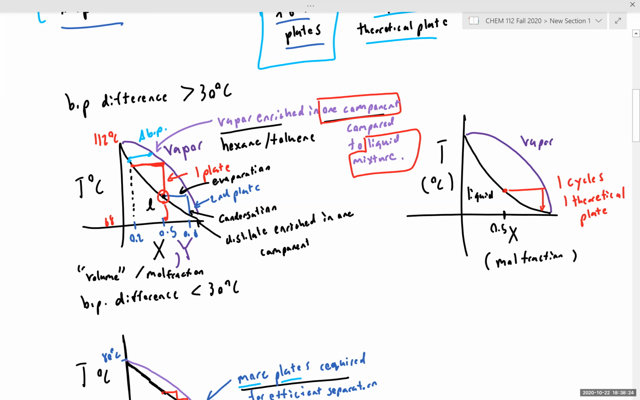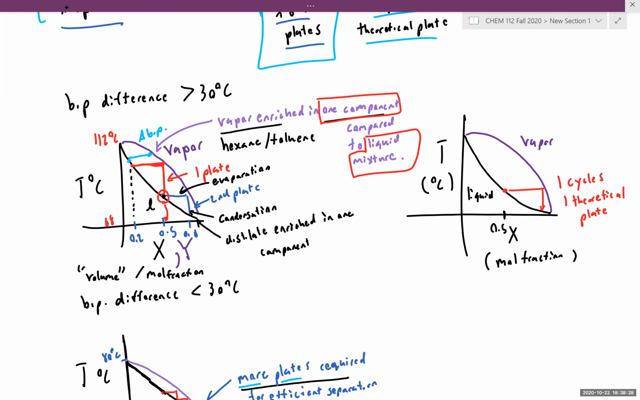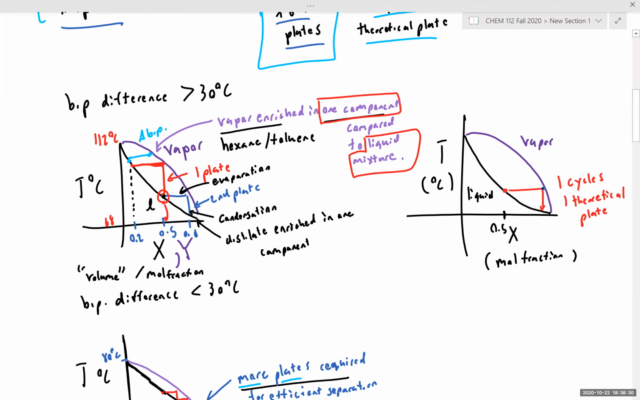So if we establish a liquid vapor equilibrium, we notice that our vapor is substantially more enriched in our component X, which is our lower boiling component. So as we notice, after one distillation cycle, if we look at the liquid vapor equilibrium, our vapor is enriched in our lower boiling component.